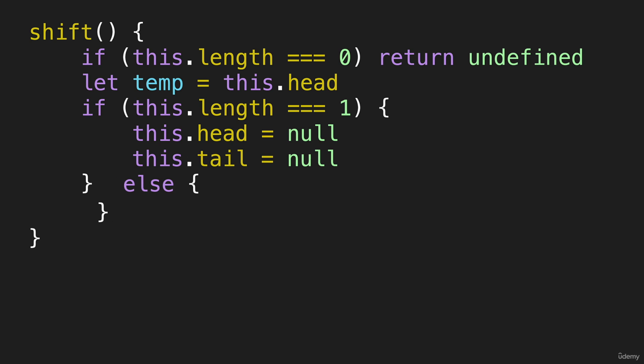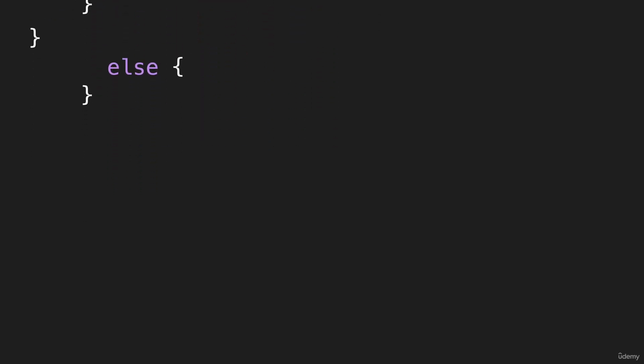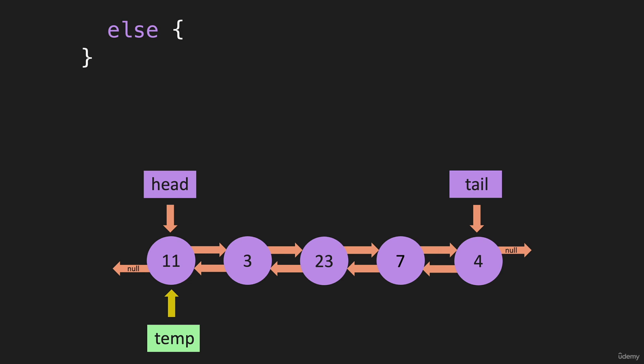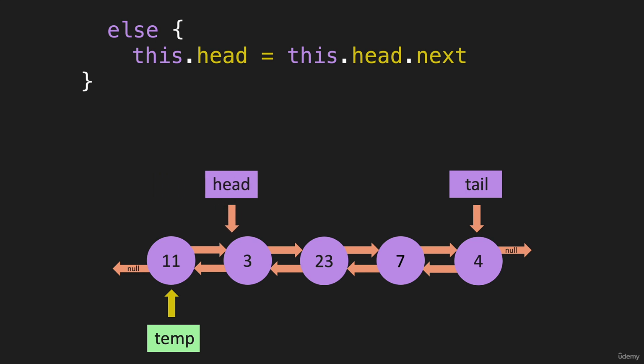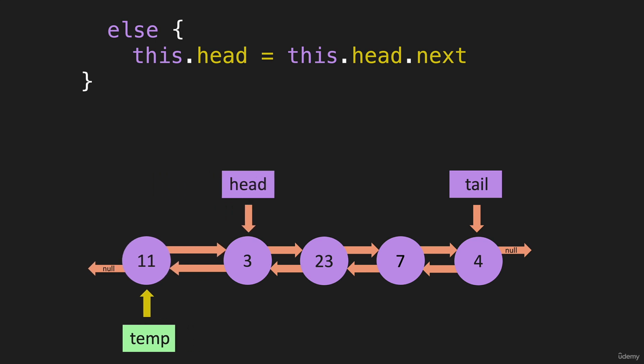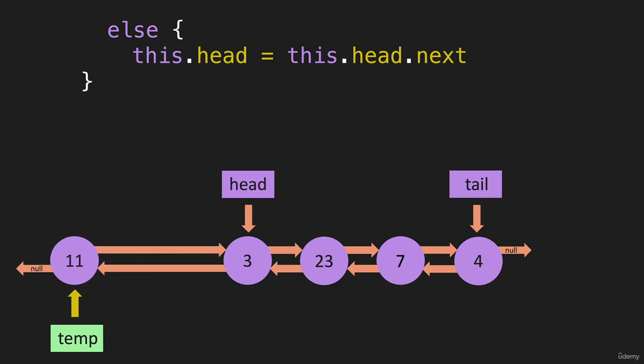Otherwise, there's 2 or more items. So else, and we'll build this else statement out. And we'll bring up our list like this. So the first thing we're going to do is move head over 1. And we'll set head equal to head.next, like this. And that moves head over. And then we want to remove this item.